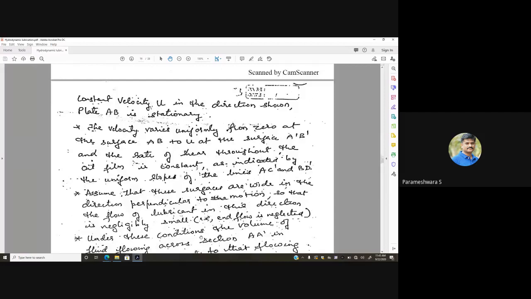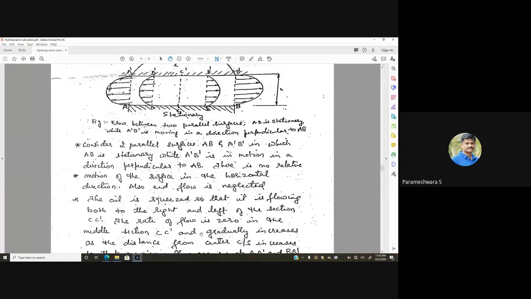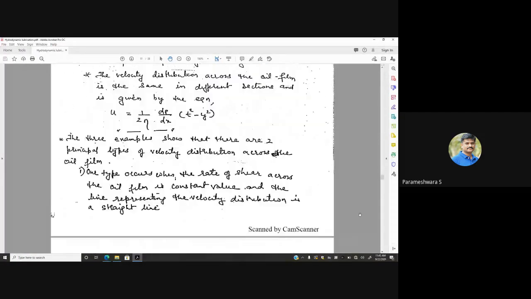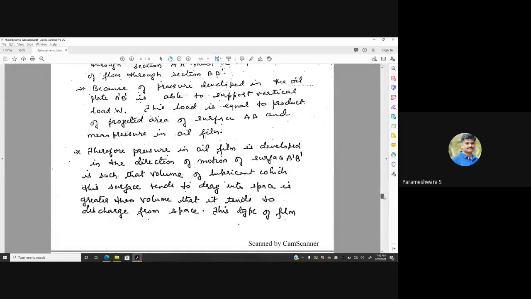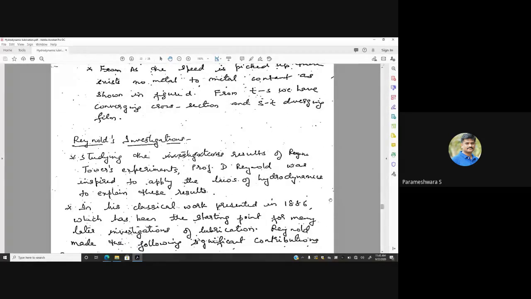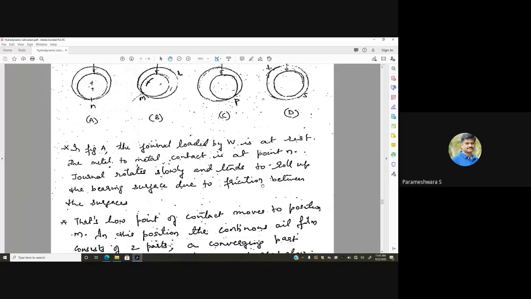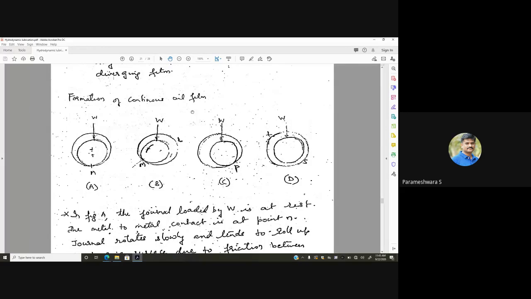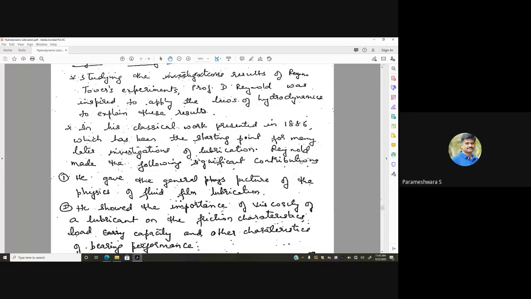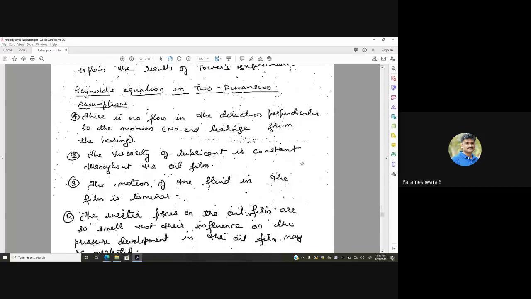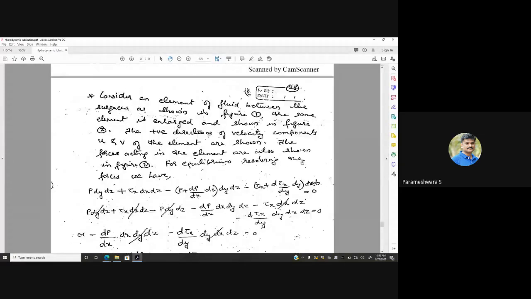Next, the last theoretical topic in hydrodynamic lubrication is the mechanism of pressure development. Sorry, the mechanism of continuous oil film. The mechanism of pressure development we have already seen, so this is the formation of continuous oil film. After that, there is one big derivation related to Reynolds' investigation. I will take up this derivation, the Reynolds equation, in the next class.